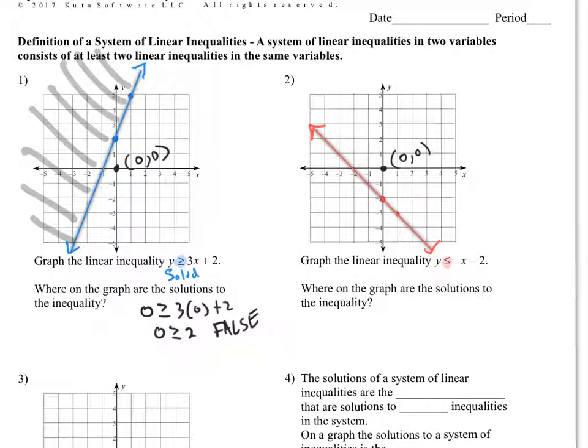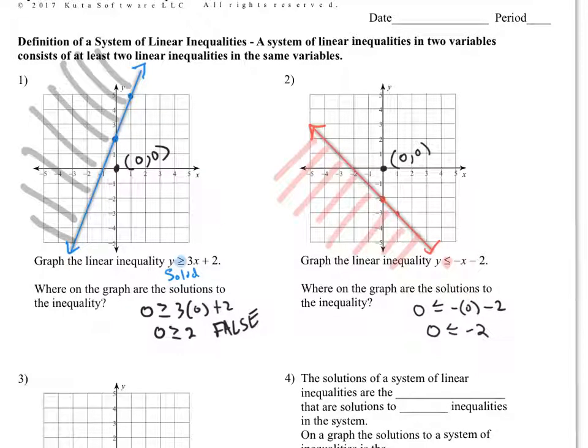Let's plug it in, and you end up with 0 is less than or equal to 0 minus 2. So 0 is less than or equal to -2. That is false because 0 is actually bigger than that negative. Because it was false, we're going to shade the opposite side, everything down here. Now we have our two regions.